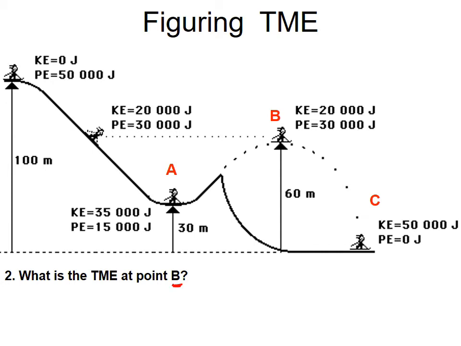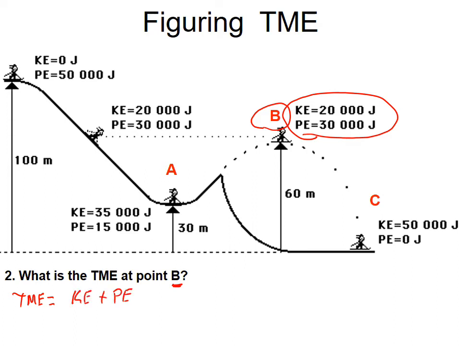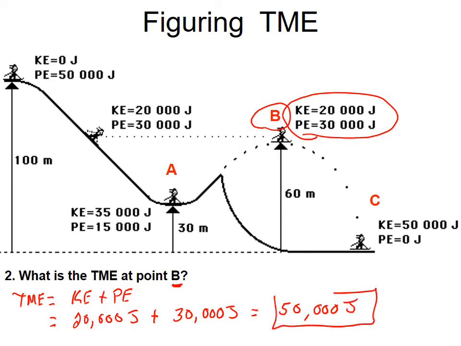For point B here, we'll use these figures here. And again, my equation is the total mechanical energy is equal to the kinetic energy plus the potential energy, which would be here, the kinetic energy is 20,000 joules. The potential energy would be 30,000 joules. And again, it adds up to 50,000 joules. Nothing's created or destroyed. It's always going to come back to the total that we started with.